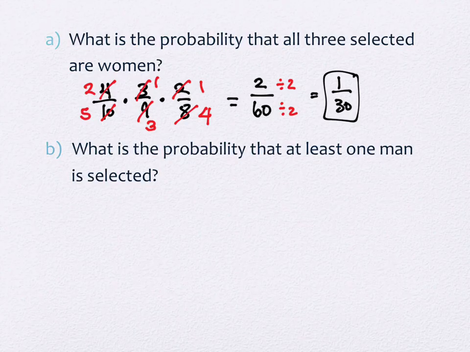All right, the next question's a little more subtle. The last one's a very direct question. All 3 women. But question B says, at least 1 man. What does that phrase, at least 1 man, mean? What could happen that satisfies that criteria?